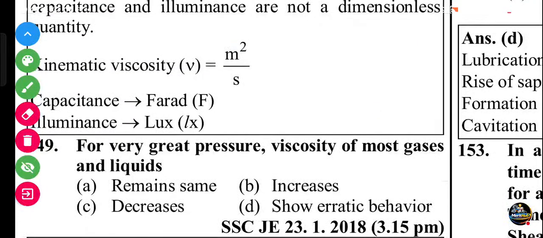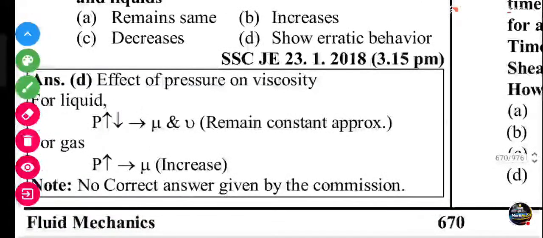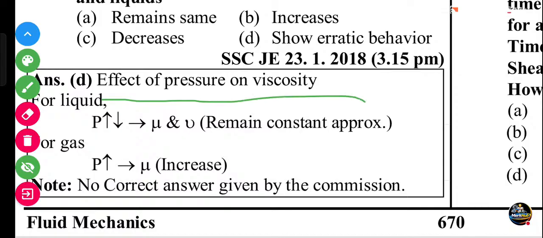Next question: for very great pressure, viscosity of most gases and liquids remains same. Sorry, remains not same. It increases. That is the explanation of the effect of the pressure on the viscosity for liquid. If the pressure increases or decreases, it remains approximately constant. For the liquid and gases, it increases.